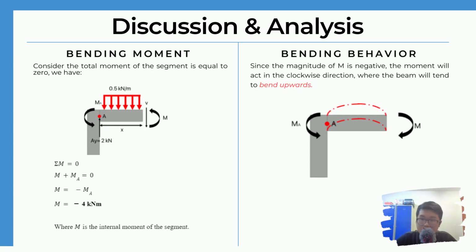Next, we're going to find the bending moment. By using the same cut, we consider the total moment of the segment equals 0, where summation of M equals 0, and we have a moment MA at point A and also an internal moment at the right side of the cut, where M plus MA equals 0, and we assume the internal moment is acting anti-clockwise. Then we get M equals negative MA, and we substitute the value of MA, which is 4 kN·m, into this equation, and we get M equals negative 4 kN·m. Since the magnitude of M is negative, the moment M will act in the clockwise direction, which is downwards, where the beam will tend to bend upward.